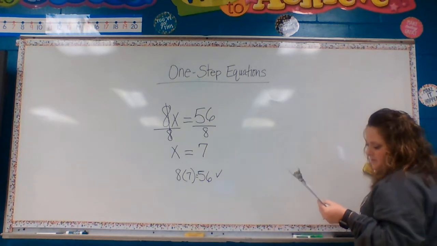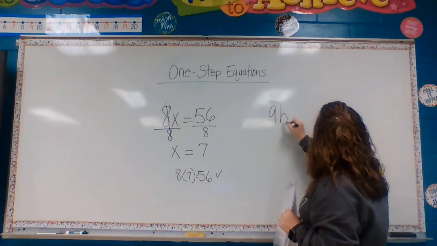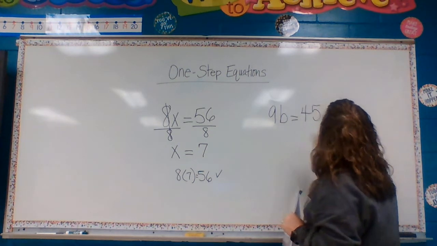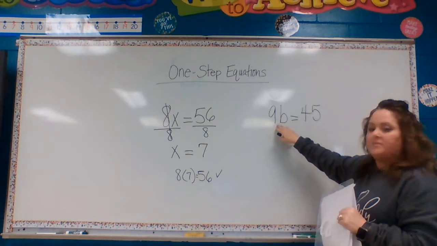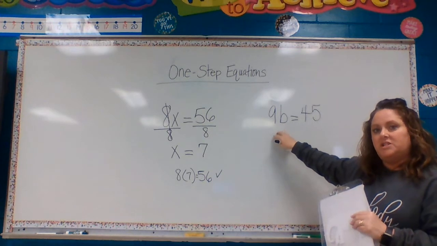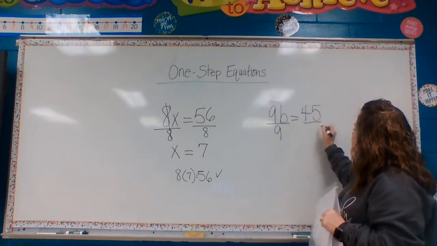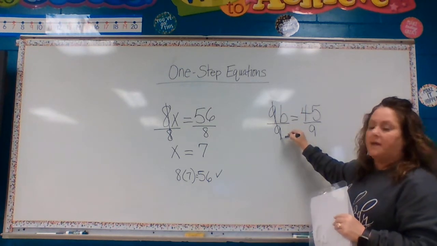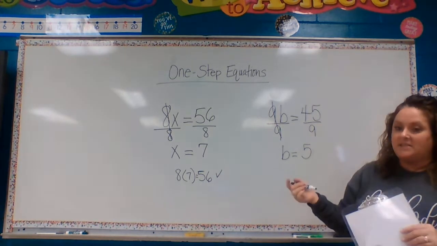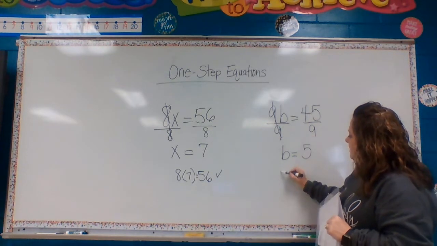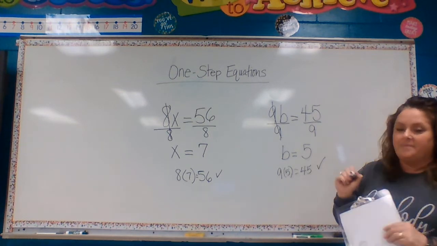All right, let's do this one. 9b equals 45. 9 times b equals 45. So if I'm multiplying right here by 9, then to solve this equation using the inverse operation, I have to divide by 9. So I divide both sides by 9 because I want this to cancel. Okay? So that leaves me with b equals 5. 45 divided by 9 is 5. So if I plug this back in up here, is 9 times 5 45? Yep, check.